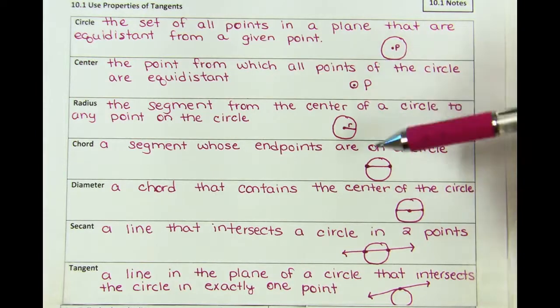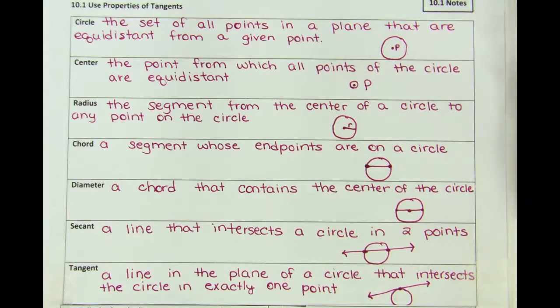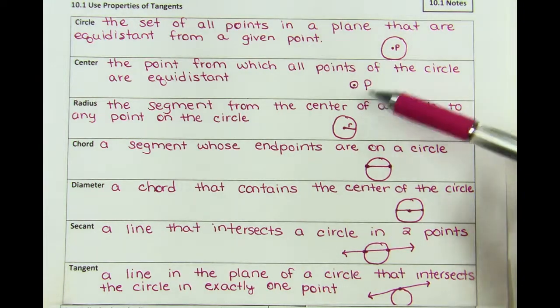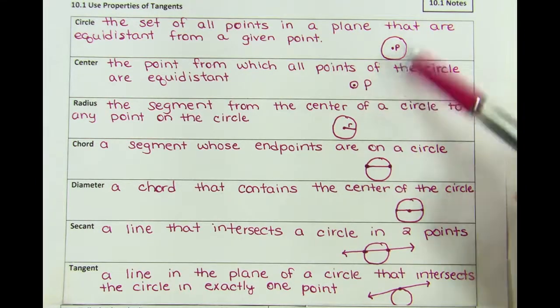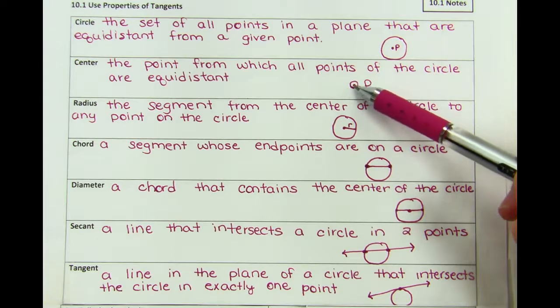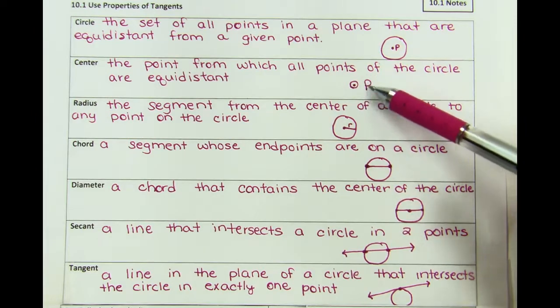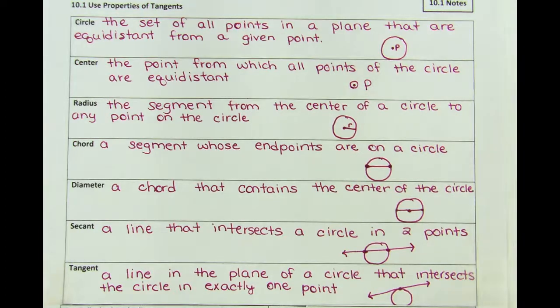So we don't call it a curved line or something like that. We call it a set of points. Okay, and so then our notation for a circle is right here. We define a circle based off its center. So this small circle with a dot in it and the capital letter P would be read circle P. Okay, so a radius you are obviously already familiar with.